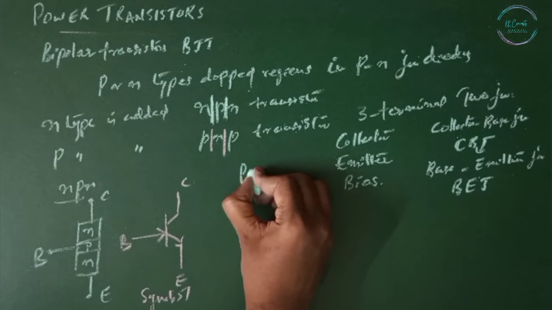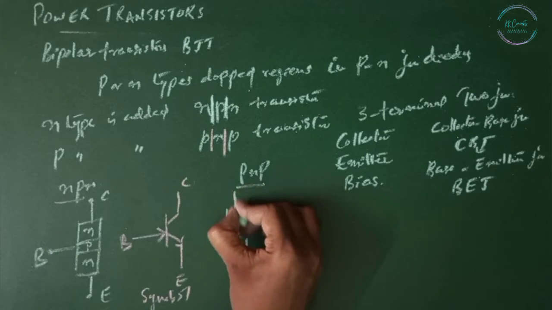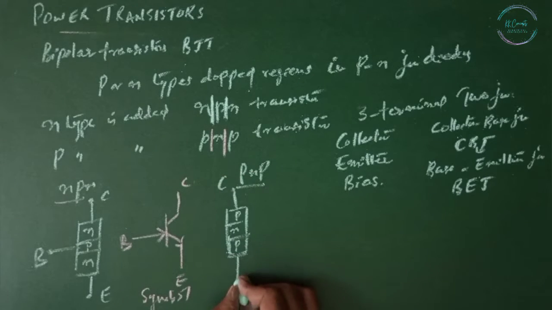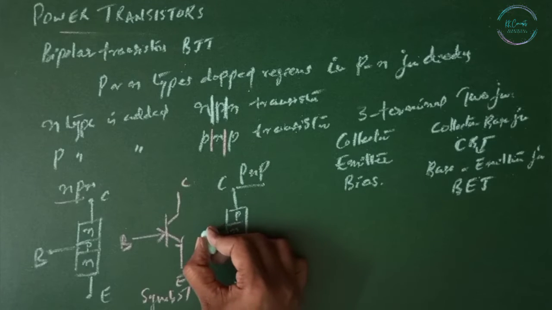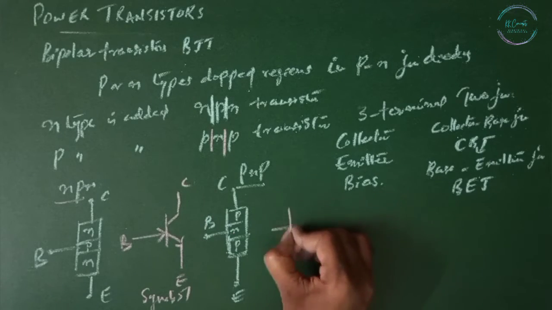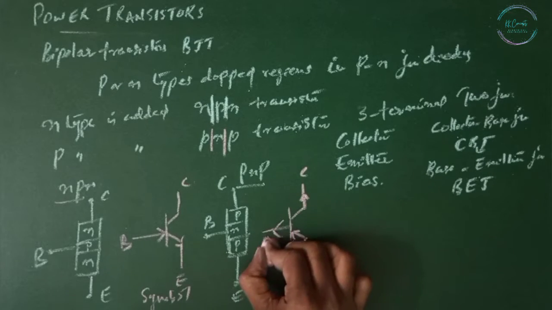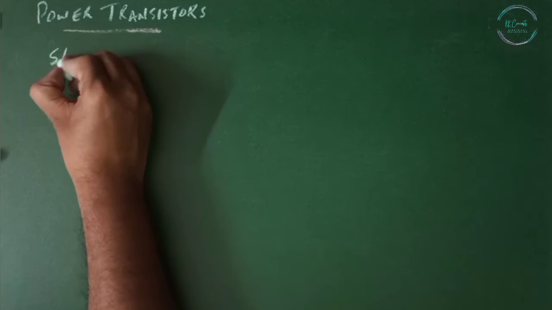For PNP, P, N, P: collector, emitter, base. The symbol for this is collector, emitter, base. Steady state characteristics.